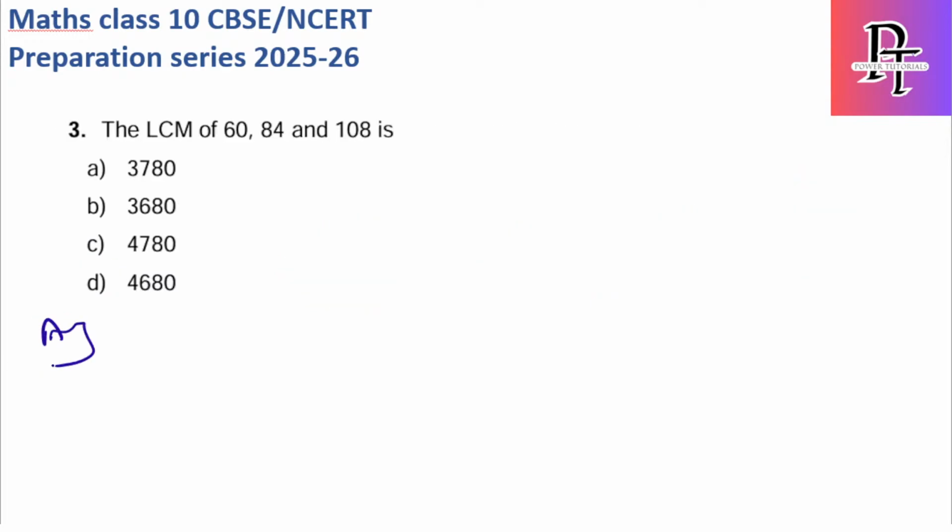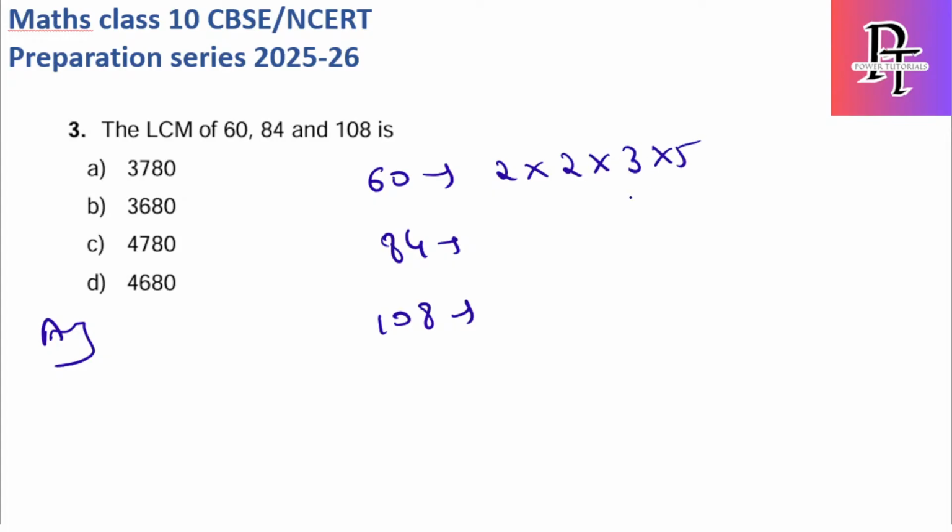So they are asking LCM of three numbers here. Okay, so same way I'll write it again. 60, 84, 108. So 60 we already wrote: 2 into 30 is 60, 2 into 15 is 30. Okay, 84, 2 into 42, 2 into 21, 21 is 3 into 7. 108, 2 into 54, 2 into 27, and 3 into 3 into 3.